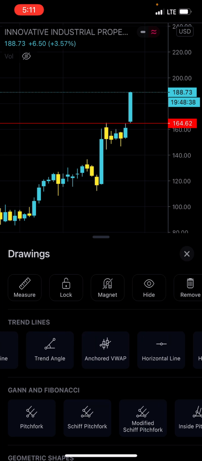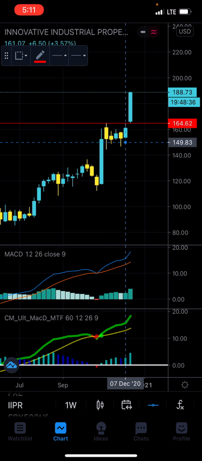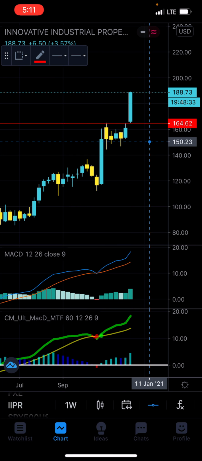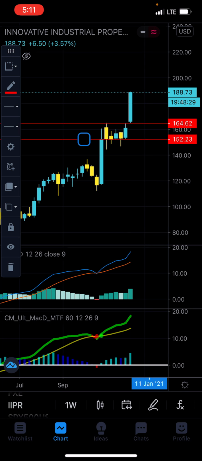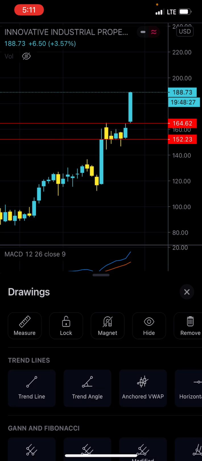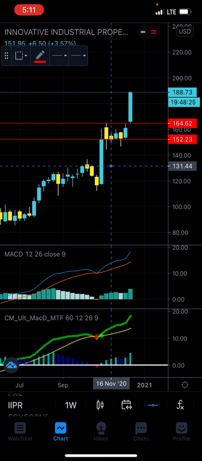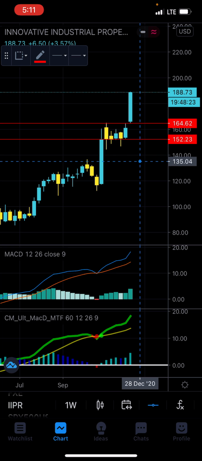Let's set the other one. We'll set this one right here because there's a lot of movement in this area. We'll do it right here in the middle, just because there's a bunch of wicks right there, right? Sorry about that, I keep accidentally double tapping everything. Another place to set it would be maybe right here.